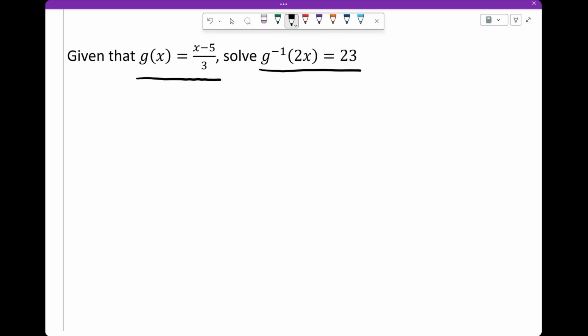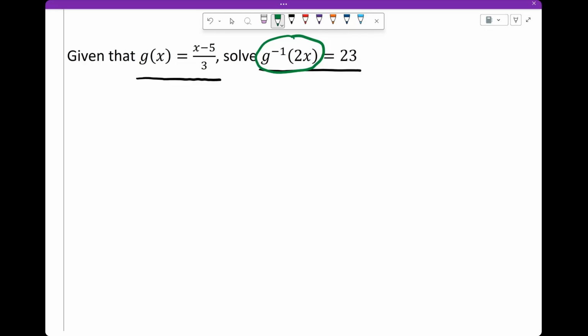So when you're being asked to solve it, we're being asked to find the value of x such that if you multiply that value of x by 2, and then substitute the result into inverse g of x, we would get an output of 23. So in order to solve this equation, I'm going to want to rewrite the left-hand side so that our function notation is no longer present. I want to replace the inverse g of 2x with some expression that doesn't involve our function notation.